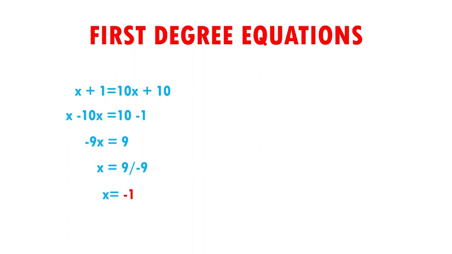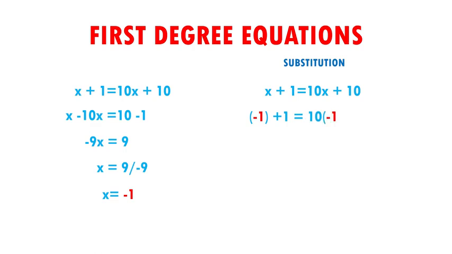To know if my result is correct, I have to substitute it in the original equation. And I have that x plus 1 is equal to 10x plus 10. Now, instead of putting the x's, I am going to put their value. And I have that minus 1, which is the value of x, plus 1, is equal to 10 times minus 1, which is the value of x, and this is plus 10.